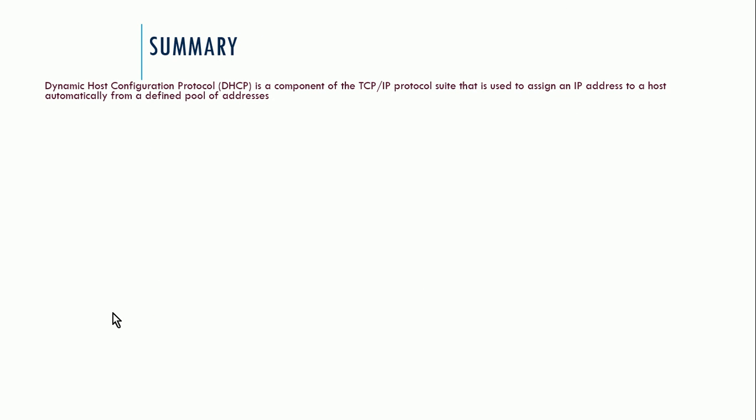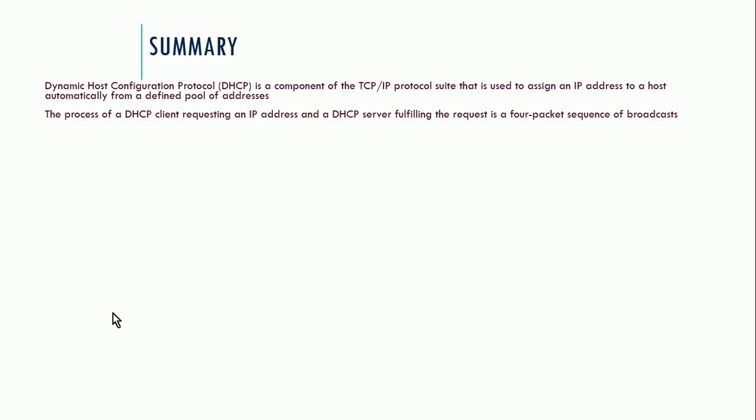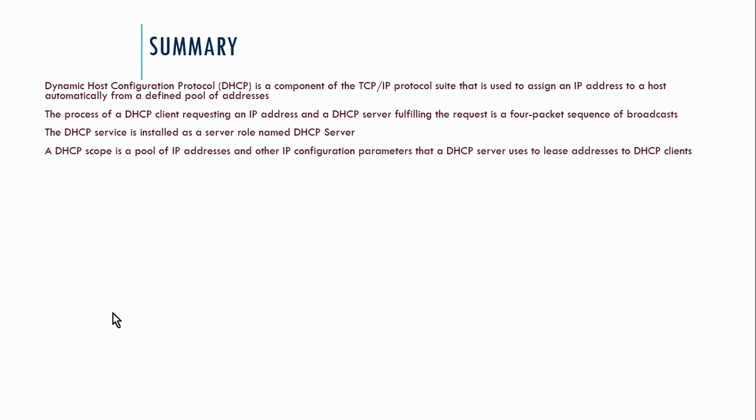So in this unit, which was a relatively short unit, we talked about DHCP as part of the TCP/IP protocol suite. And then I talked about the process of the DHCP client requesting an IP address and the DHCP server fulfilling that request. We talked about that 4-packet sequence, right? The discover, the offer, the request, and then the acknowledgement. So that 4-step process.